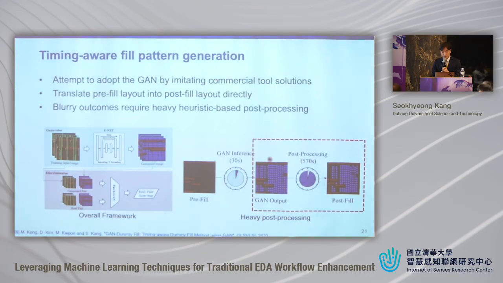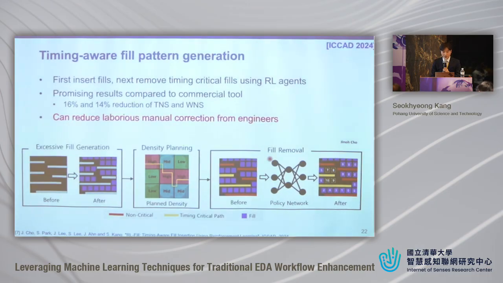So our next work was we used reinforcement learning. The idea is that first we add excessive fill, and after that we analyze the timing critical path, and on the timing critical path we remove the fill much more than in the other parts. So when we remove the pre-inserted fill, we use a policy network, and we use reinforcement learning here.